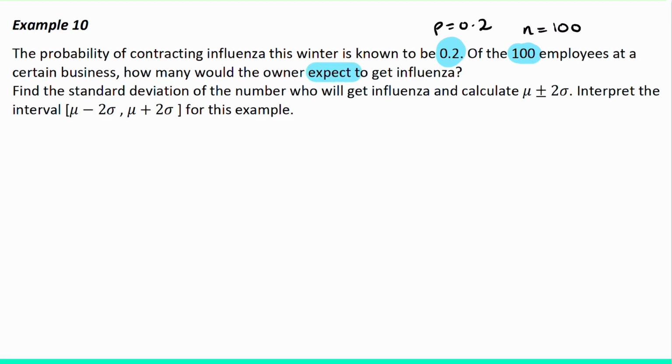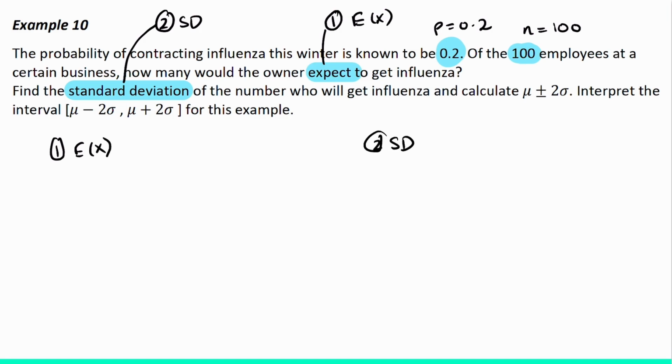So the first thing we're asked to do is to find that expected value. I'm just going to make a note of that for myself so that I can recognize it as something I need to do. Find the standard deviation. Okay, so that's the next thing I'm required to do. So step 2 is to find the standard deviation of the number who will get influenza and calculate the mean plus 2 standard deviations. We then need to interpret.